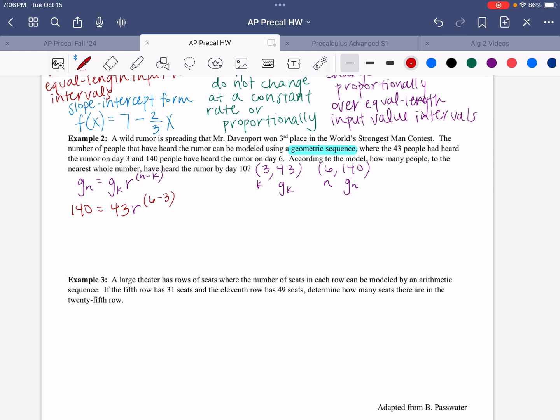So if I'm going to solve for r, I'm going to have to divide by 43. I have r cubed equals 140 over 43. And it does not look like this is going to turn out nicely. I don't have all my perfect cubes memorized, but I know 140 and 43 are not on the list. So we want to take the cube root of this, or we could raise it to the 1/3 power, either way.